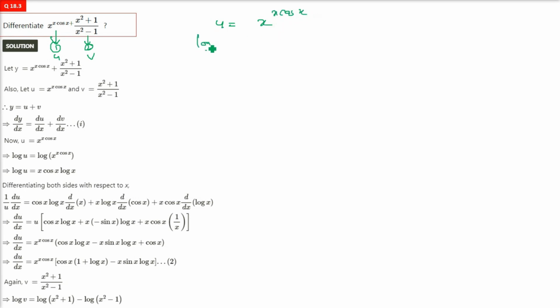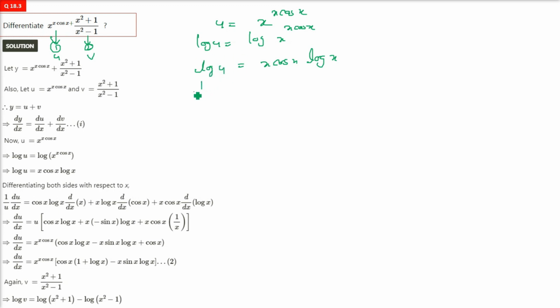So log u, let us take log, x cos x will come in front. Log of x to the power cos x, the power comes in front. So it is going to be x cos x and log x. This is your log u. Now let us take the differentiation of this.